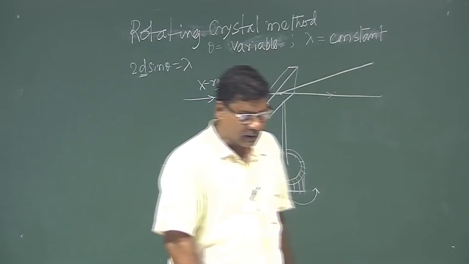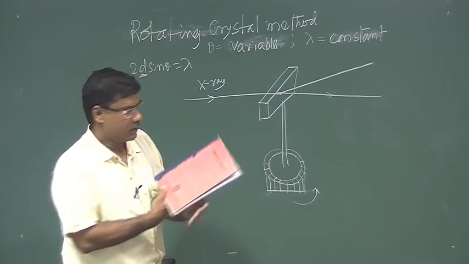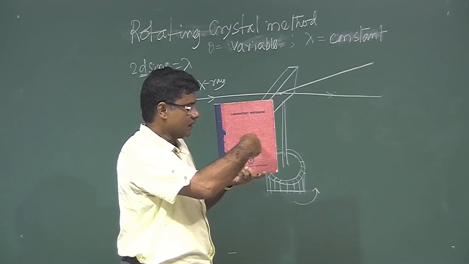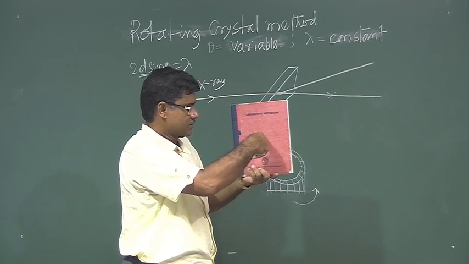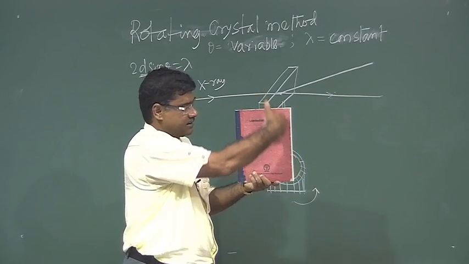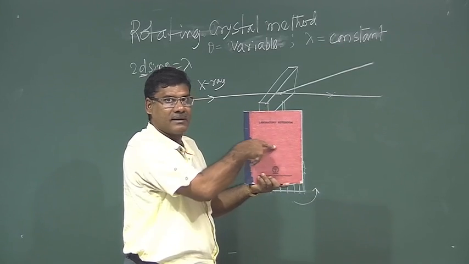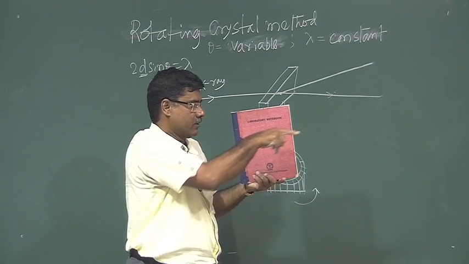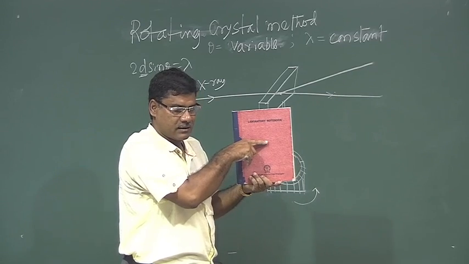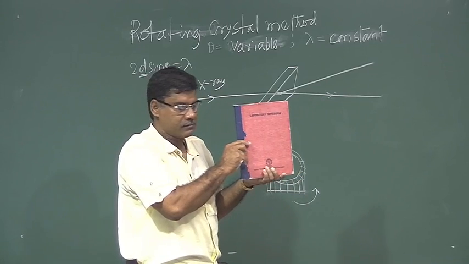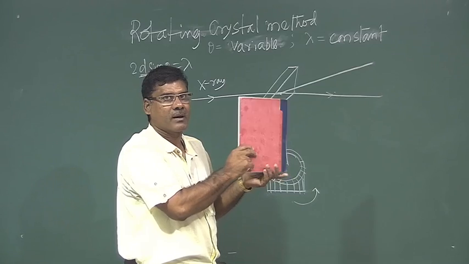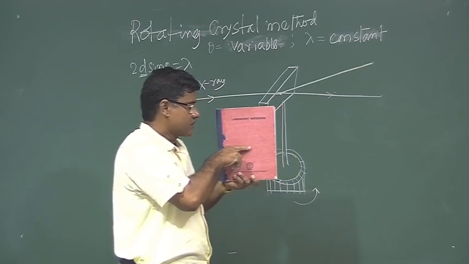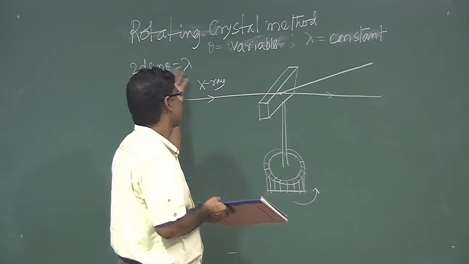In this method, now imagine for a particular plane, the incident X-ray will be reflected depending on the angle. If this is the crystal plate and this is the angle, it will be reflected in this direction. Now the plane is rotating, so the incident angle changes. But you will not get reflection for all these angles, because it has to satisfy this condition.